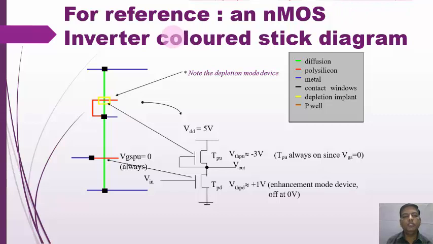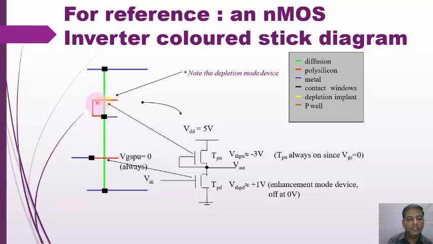So for reference, an NMOS inverter colored stick diagram. But one note is there: the depletion mode device is there. Here whatever device we have taken, that is the depletion mode device. So look out here.